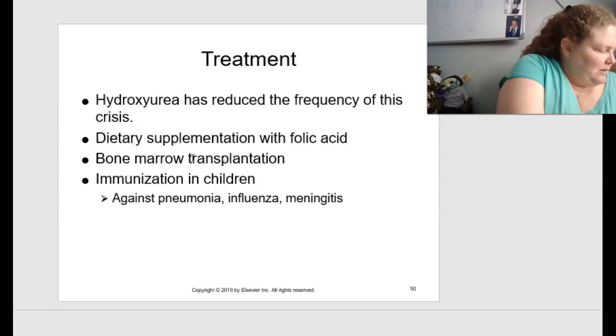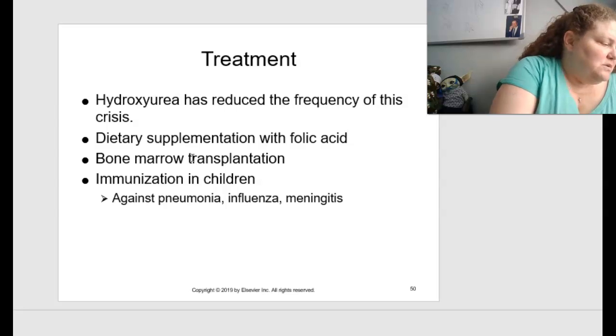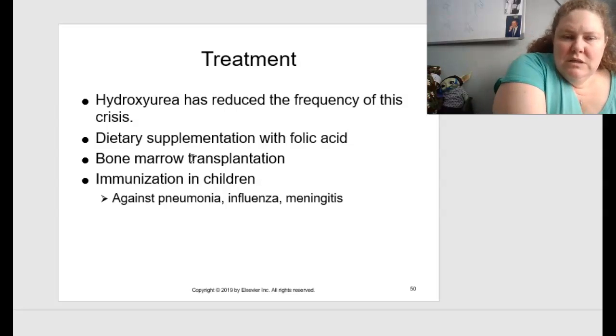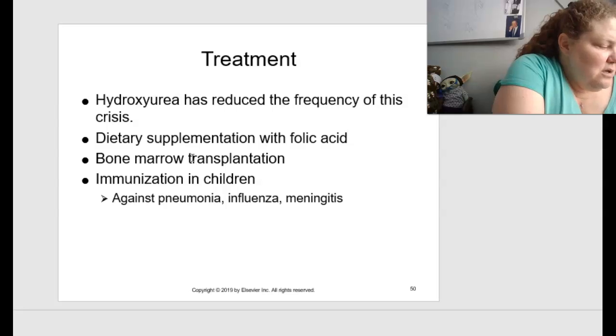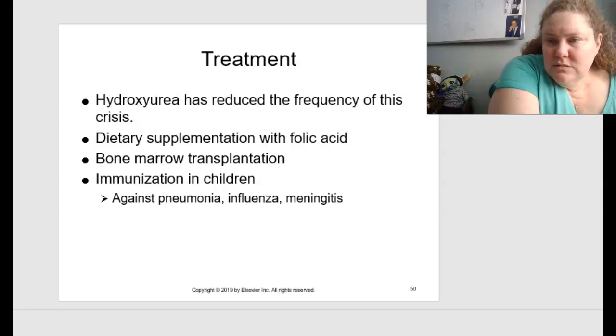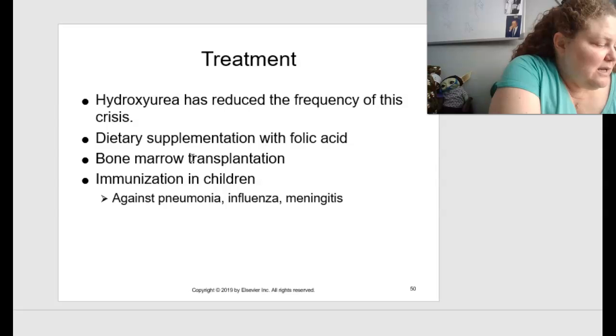Other preventative methods would be to prevent dehydration, acidosis, infection, or exposure to cold, which can all increase the sickling tendency and cause painful crises. Children also should be immunized against pneumonia, influenza, and meningitis, and continued prophylactic penicillin may be necessary for the groups of young children and adults with severe cases. They're doing gene therapy investigation to see if we can try to fix it at the genetic level.